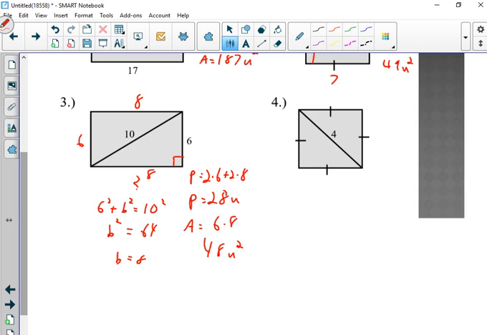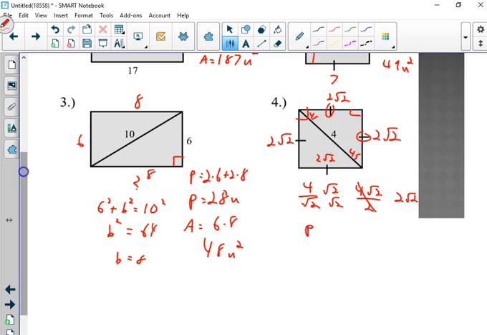Okay, number 4 is a little tricky. We're combining a lot of what we know now. Seeing that this is an isosceles triangle, and we have a square, it's not marked, it should be marked. That means we have a 45, 45, 90. So what's the relationship between the hypotenuse and the leg? 4 divided by radical 2, which we need to rationalize, which gives us 4 radical 2 over 2, which cancels to 2 radical 2. So each side is 2 radical 2.